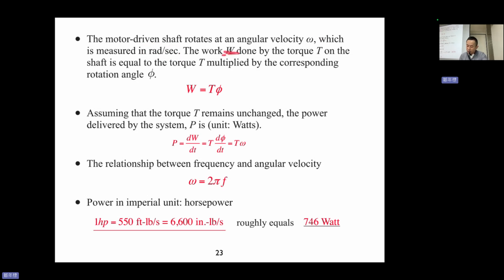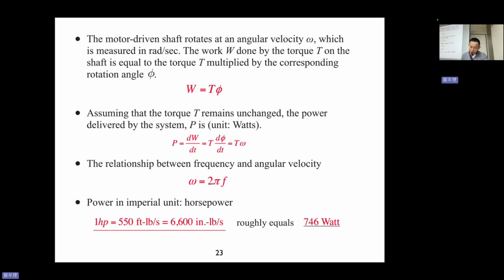The work W done by the torque T on the shaft equals the torque T multiplied by the angle. Actually, very similar to the work with pushing: you have force times displacement, and you have torque times angle. That's it. Very similar to what you're familiar with from senior high school, right? And assume the torque T remains unchanged. The power delivered by the system, P in watts, is dW divided by dt.